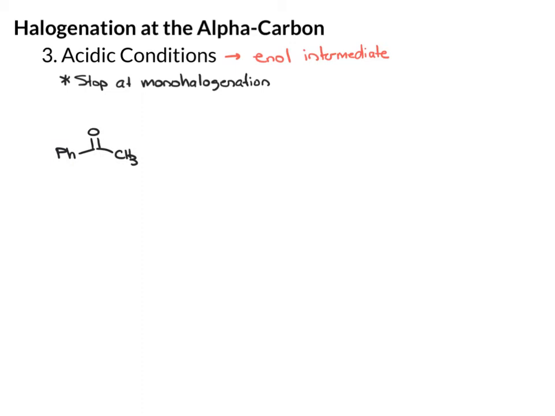So let's keep this generic for now as well. And I'm just going to write X2. Like before though, X2 can be Cl2, Br2, or I2. And then we need an acid. The most common acid used with this is going to be acetic acid. Remember, acetic acid is this structure.